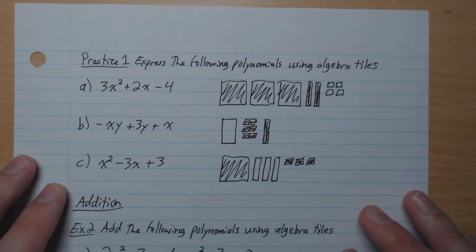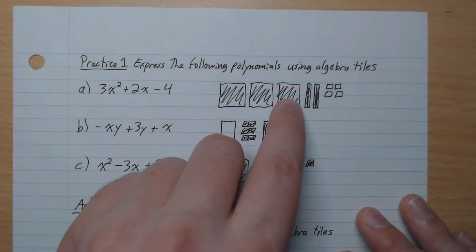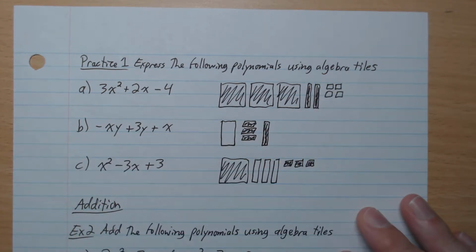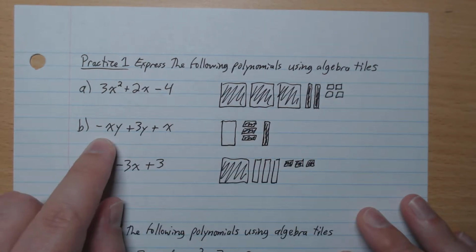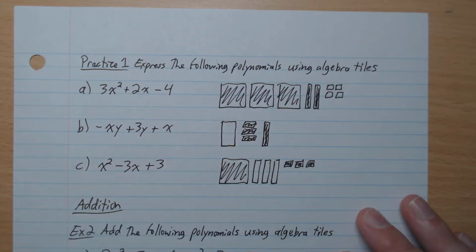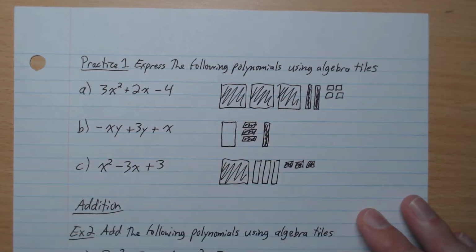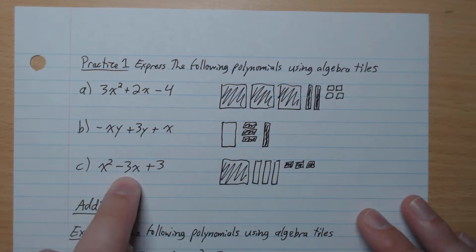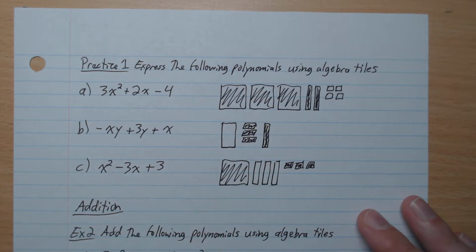Okay, we're back. So we got 3x squared, 1, 2, 3. 2x, 1, 2. Minus 4, 1, 2, 3, 4, like that. Negative xy, plus 3y, 1, 2, 3, like that, plus x as such. X squared, minus 3x, 1, 2, 3, like that, plus 3, 1, 2, 3, as such.